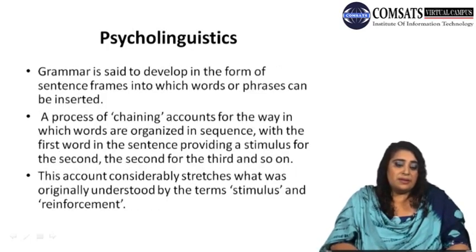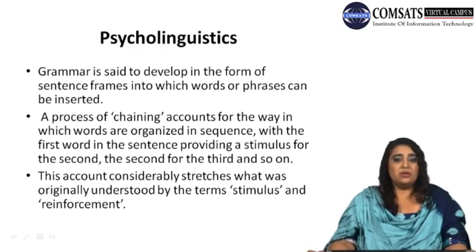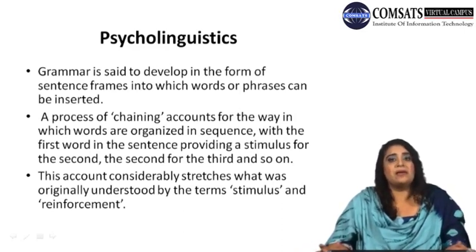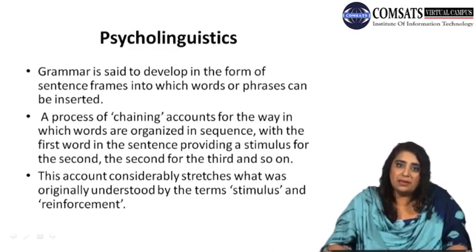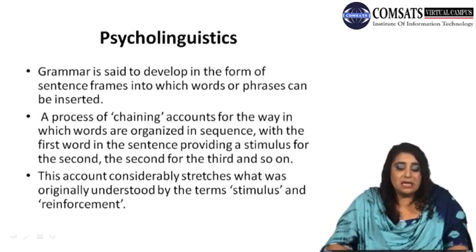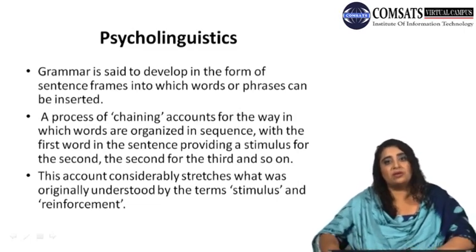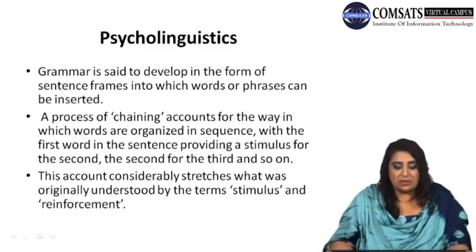Now, grammar is said to develop in the form of sentence frames into which words or phrases can be inserted. So grammar is like a frame in which we can insert phrases or words to make complete sentences, properly grammatically structured. Now, a process of chaining accounts for the way in which words are organized in sequence, with the first word in the sentence providing a stimulus for the second, the second for the third, and so on. So it's like a chain process. You go from one to another to another, linking all of those sequences.